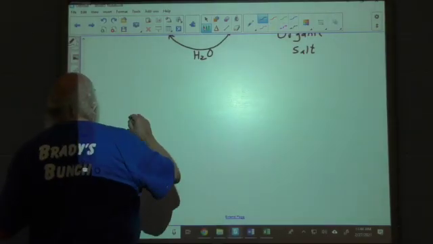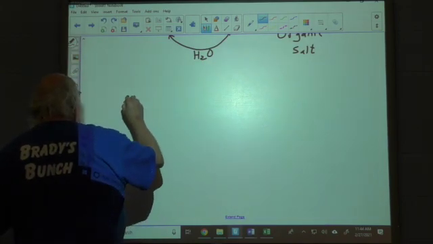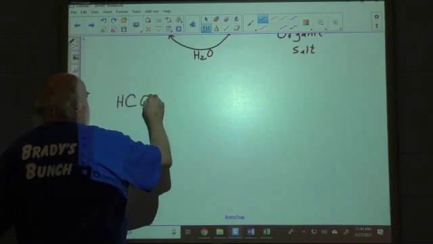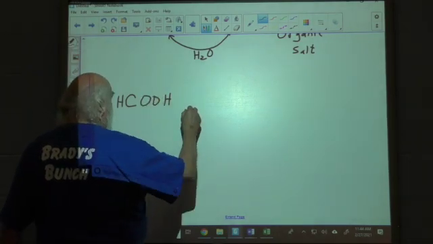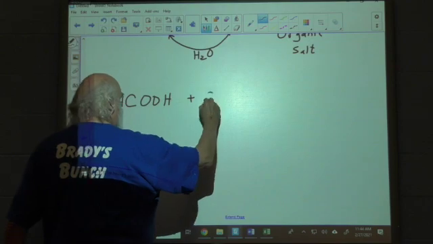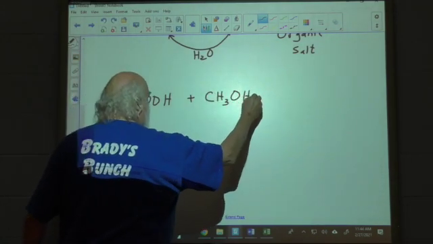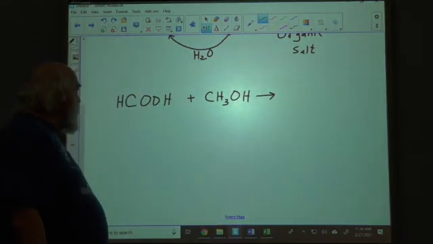So let's start with the simplest of the acids and the simplest of the bases. So let's react together formic acid, or methanoic acid, and that becomes important as well. So let's take this acid and react with the simplest of the alcohols, which is methanol or methyl alcohol, or wood alcohol if you wish, but we're going to avoid that name.